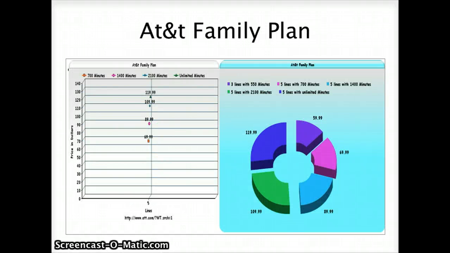On the AT&T family plan slide, you can see that they offer anywhere from 3 to 5 lines. Their price range is anywhere from $59.99 to $119.99. Just take a minute to look at the graphs.